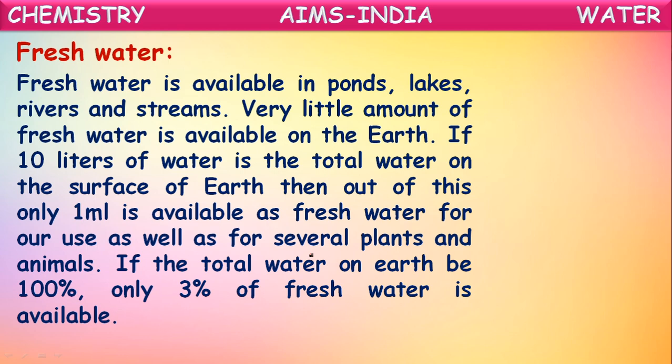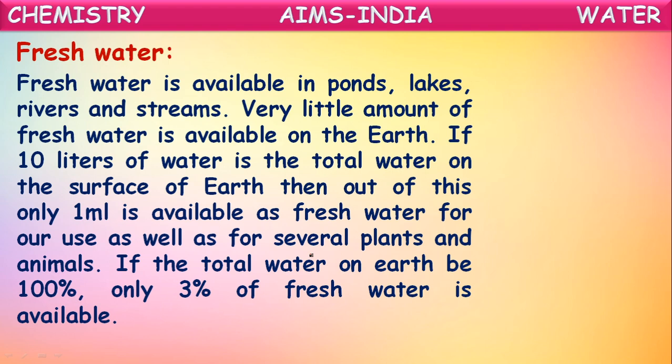Very little fresh water is available on the earth. If 10 liters is the total water on the surface of the earth, then only 1 ml is available as fresh water for our use as well as for the survival of plants and animals. See how small the quantity is. The remaining water exists completely in the form of salt water in the oceans and seas. So a very small quantity is available as fresh water.